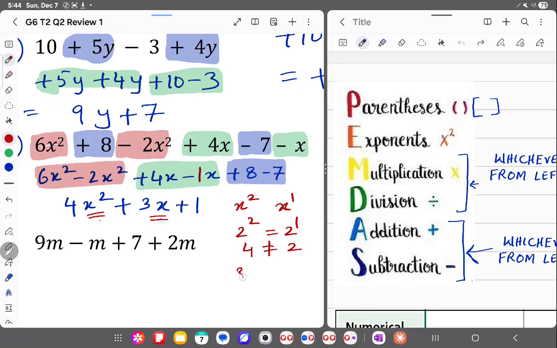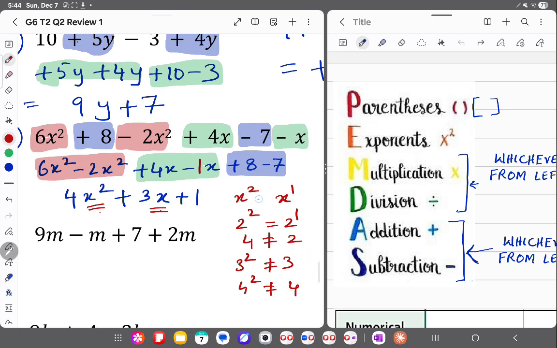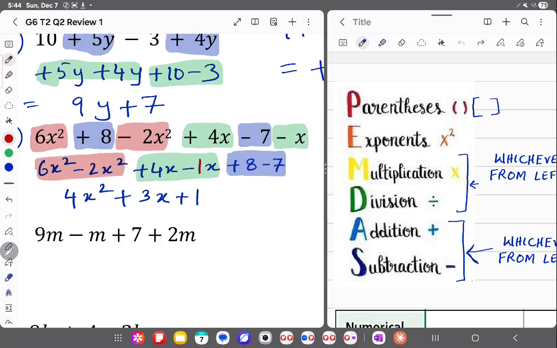The same can be said for 3 to the power of 2, which is not equal to 3. 4 to the power of 2 does not equal 4. Okay, so in the same way, x to the power of 2 cannot be the same as x to the power of 1. Just keep in mind, x to the power of 2 is one variable and x is another variable. They are not like terms, they are not similar terms. Okay, so this is your final answer.